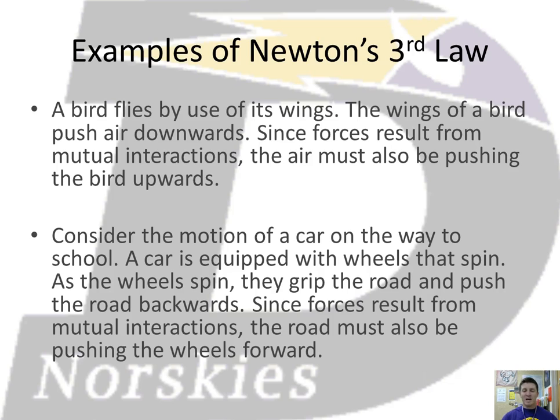Second example, if we have the motion of a car on the way to school, the car is going to be equipped with wheels that spin. And these wheels come into contact with the road and they grip and push the road essentially backwards. Since the forces result from mutual interactions, or since they act in pairs, the road must also be pushing back on the wheels and pushing the wheels forward. That would be another example of Newton's third law of motion.